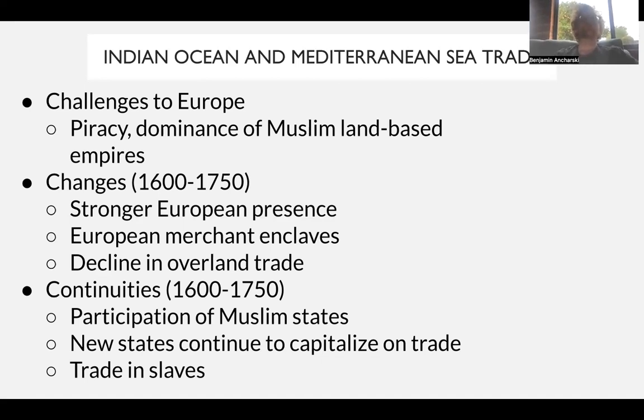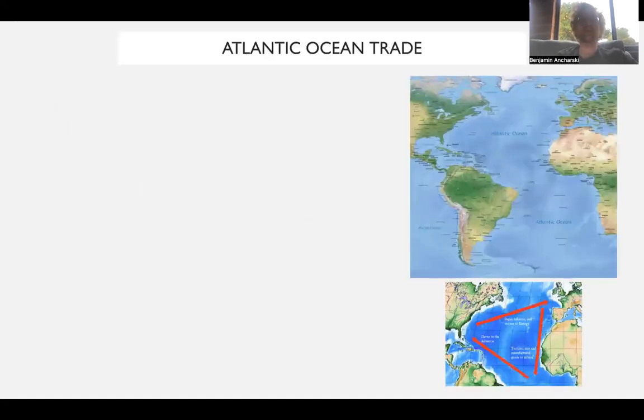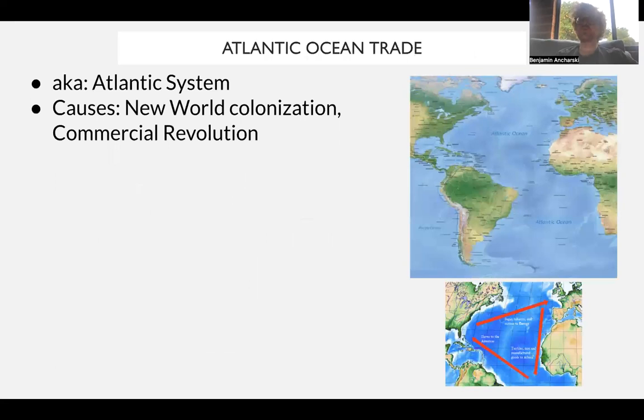But perhaps one of the biggest changes is going to be the creation of a new ocean-based trade system, and that is going to be the Atlantic system, or Atlantic Ocean trade. And that's especially going to happen for the reasons you might have already guessed based on what we've talked about so far in this unit. The big cause of Atlantic sea trade, in addition to those technologies we talked about, in addition to colonization, is going to be the commercial revolution, what we talked about in Unit 3.